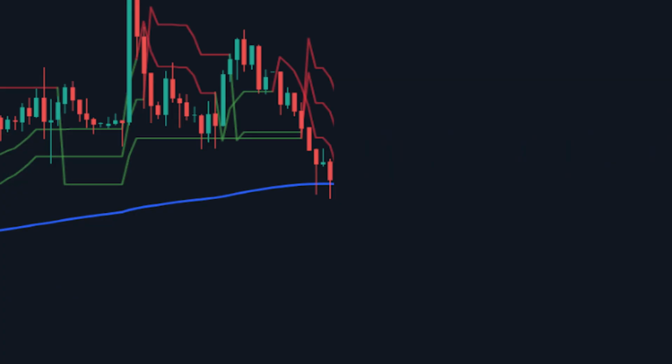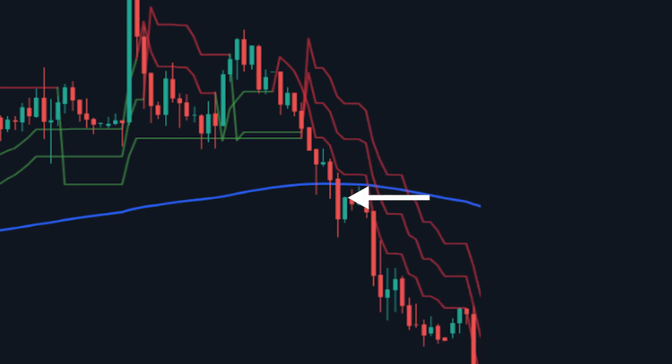Let's take a look at a short example. As you can see, the super trend line is red, but the price is still above the 200-day. We wait for the price to go below the 200-day, make sure the super trend line is still red, and then we enter the trade.